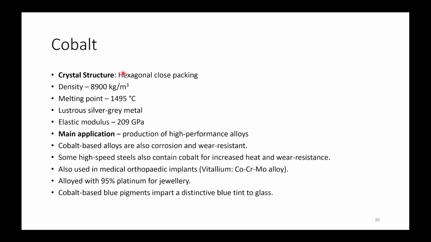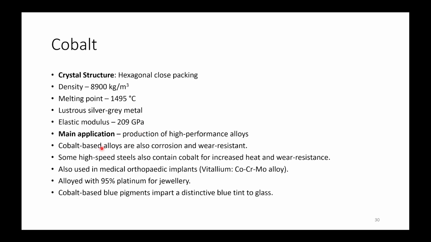Cobalt. Now it has HCP structure and density of 8900 kg per meter cube, and melting point is 1495 degrees C. It is lustrous silver gray metal, and elastic modulus is 209 GPa. Now its main application is production of high performance alloys. So it is mainly alloyed into steels and other alloys.